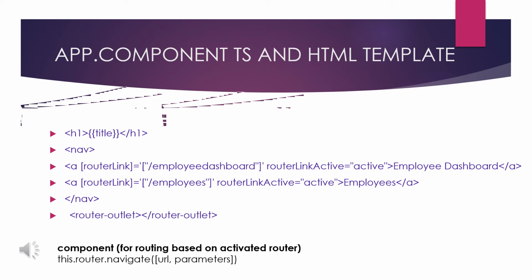In router.navigate of URL comma parameters, in the router link here in the HTML template file we have employee dashboard. This employee dashboard will be present as the URL in this router.navigate. There are no parameters here. So this router will automatically navigate to the employee dashboard and load the employee dashboard component through the router outlet here. The same goes for employees also. The /employees will load in the URL, this URL will be redirected to the routes, and it will load the employees component here. That's how it is working. It has the communication between the component and the HTML file.